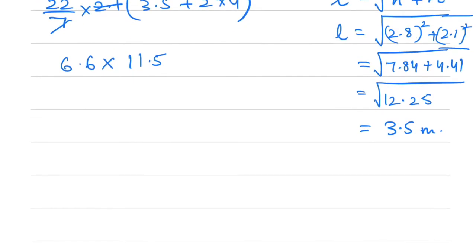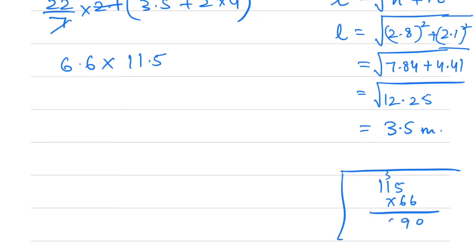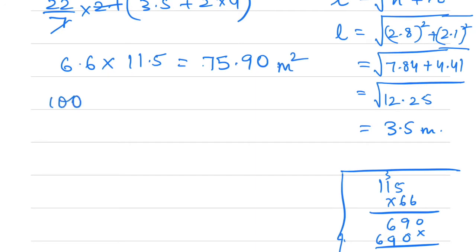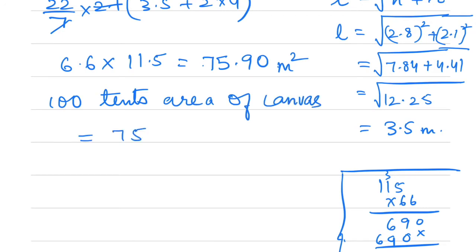So 0.3, we have 6.6 into 11.5. Let's do some rough work here. So we have 115 into 66. So 6 and 3, 9, 690. So we get 75.90 meter square. For 100 tents, area of canvas will be equal to 75.90 into 100. So this will be equal to 7590.